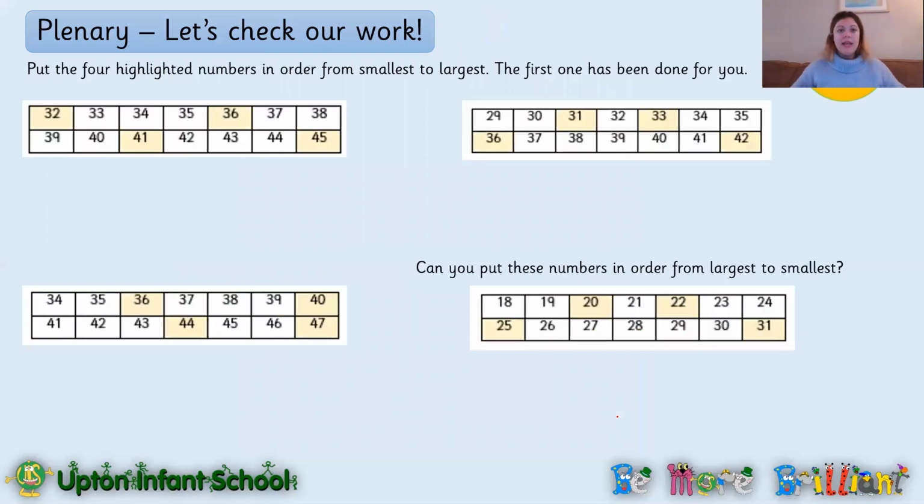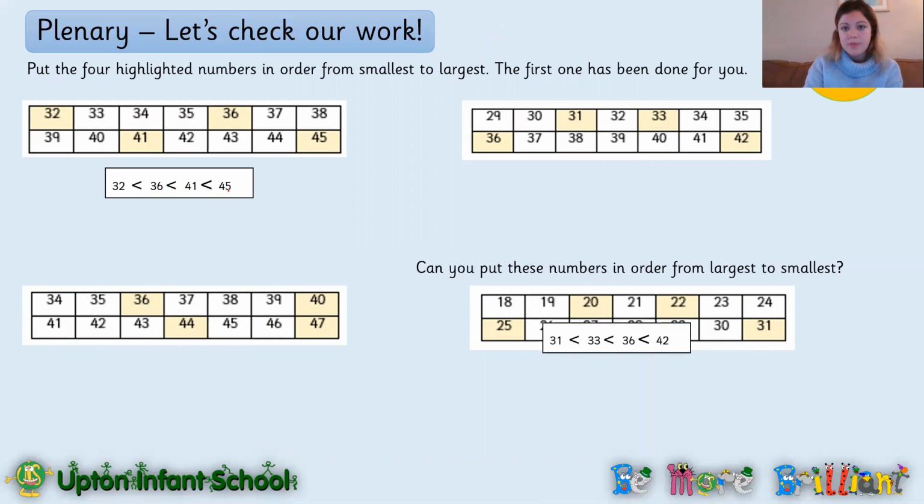So moving on to the yellow challenge. So this was asking us to put the 4 highlighted numbers in order from smallest to largest. And the first question was done for us. So we can see here that 32 is less than 36, 36 is less than 41, and 41 is less than 45. So let's have a look at the other answers.